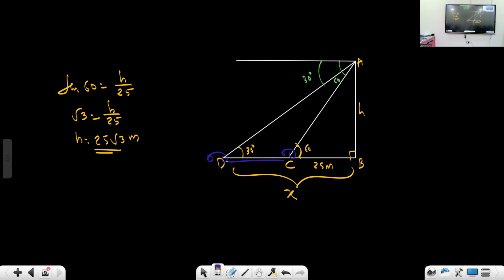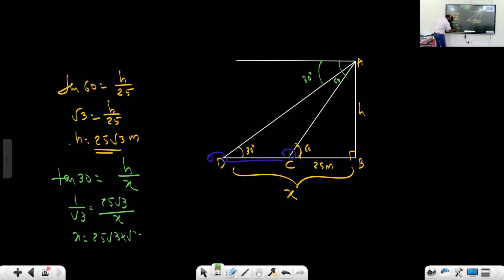In triangle ABD, tell me which angle is there? Tan 30 equal to h by x. Tan 30 how much? h how much? Just now we got 25 root 3. If this is wrong, this is also wrong. 25 root 3 by x. x equal to how much? 25 root 3 into root 3, how much? 75. But this is not the answer.